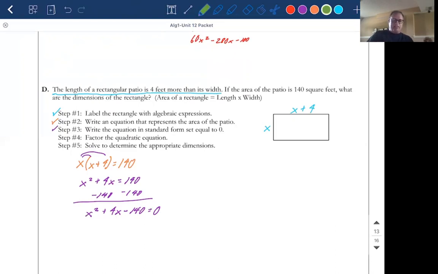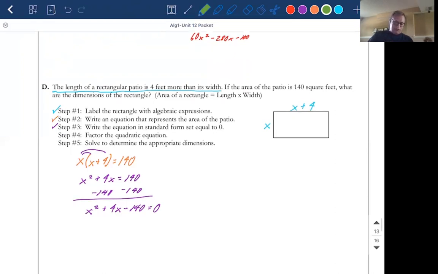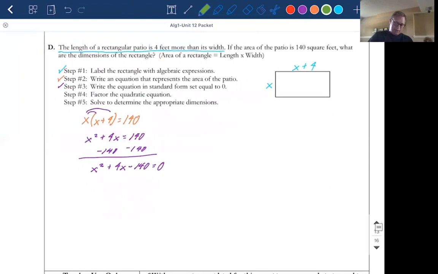I'm going to need to factor this. Now, there's a couple ways I can factor it. I can think about it from the box method. So let's revisit that one more time here, and then let's look at it from the x method standpoint. So what I would need is an x squared, a negative 140, and I need these 2 boxes to be 4x. Now I can do that because this is a 1 here, right?